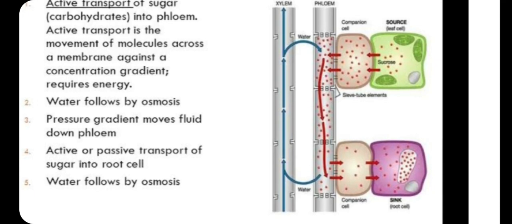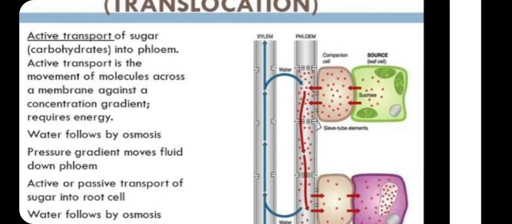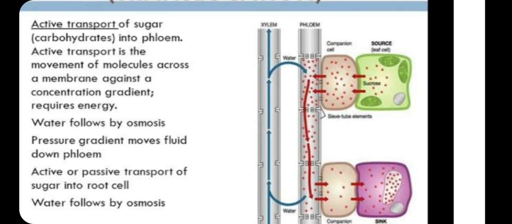Okay, so now what will happen? You know that leaves prepare the food by the process of photosynthesis, and they store it in the form of starch. First they convert glucose into sucrose. Sucrose is the soluble form in which food travels in the plant. So first of all, glucose is produced, and then glucose is converted into sucrose, and you can see here these red dot structures are the molecules of sucrose. They are synthesized in the leaves, and parallel to that is the companion cell.